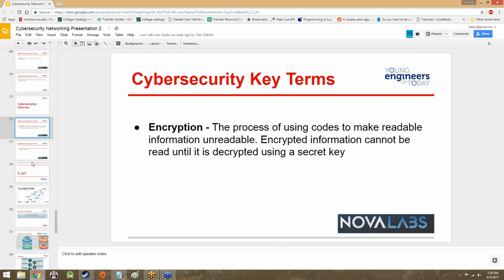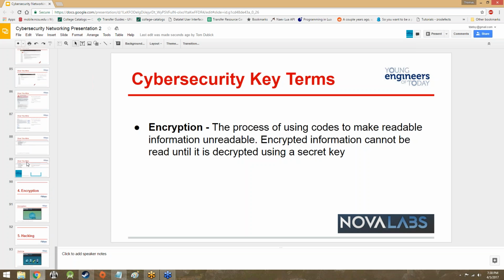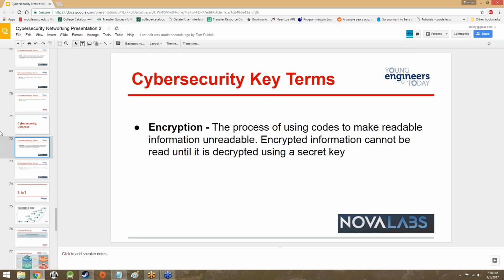You can go on down to encryption, which is the process of using codes to make readable information unreadable. So encrypted information cannot be read until it's decrypted using a secret key. That's actually a big part of cybersecurity, because one of the things that encryption is really good at is keeping information safe if you don't have a key.